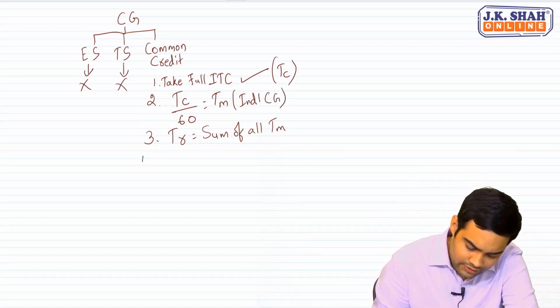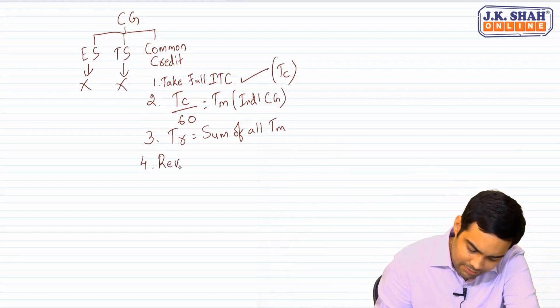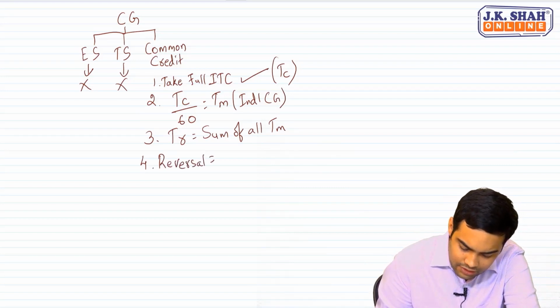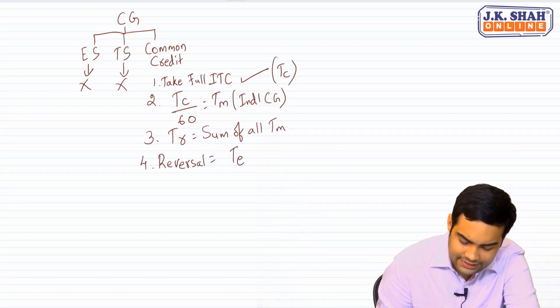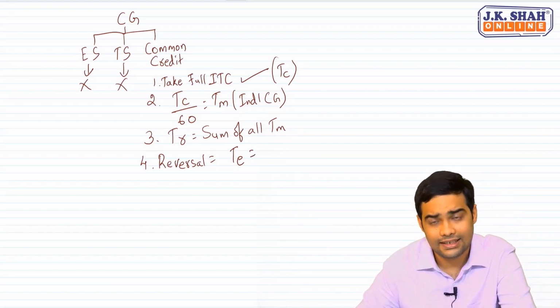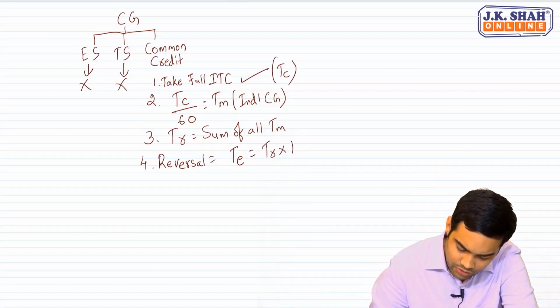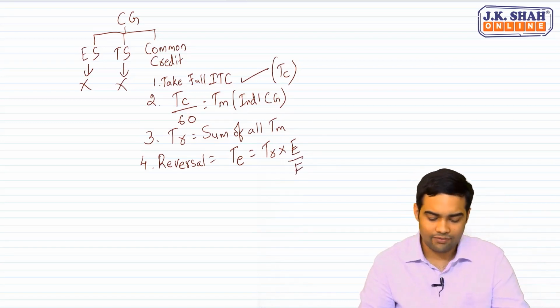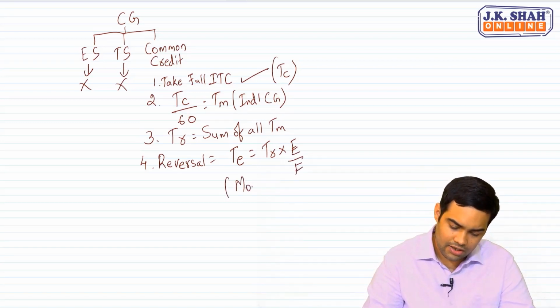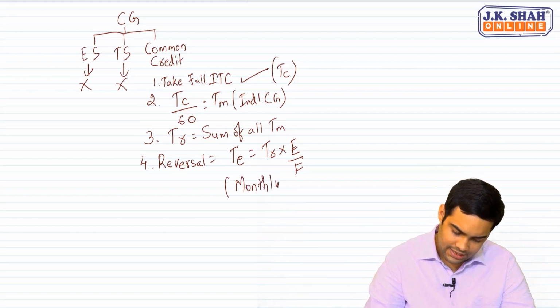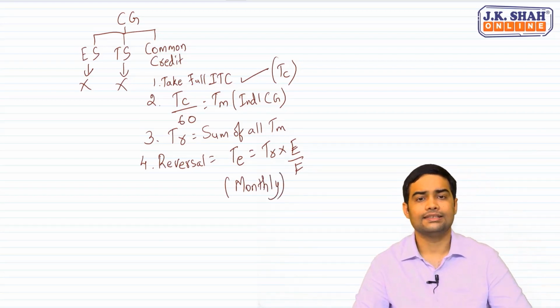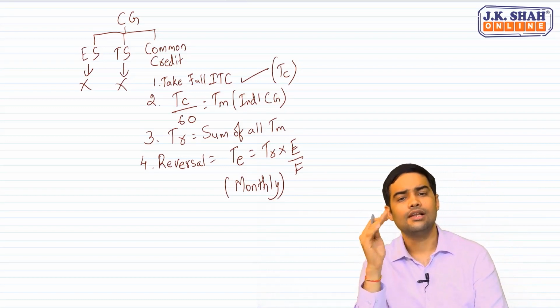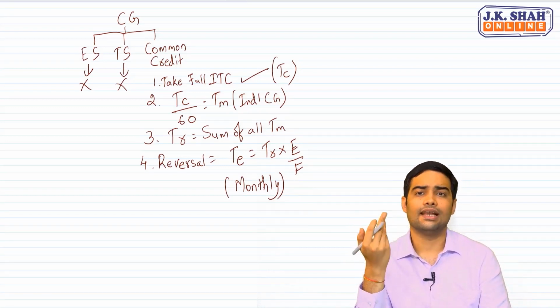Then what will you do? Then you will calculate reversal on a monthly basis. Reversal on a monthly basis is TE. Reversal is TE, that is TR into E by F. This has to be done on a monthly basis. Clear with this? Yes. So you keep doing this reversal on a monthly basis till the life of the asset.